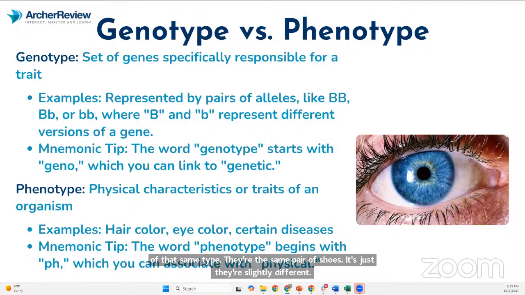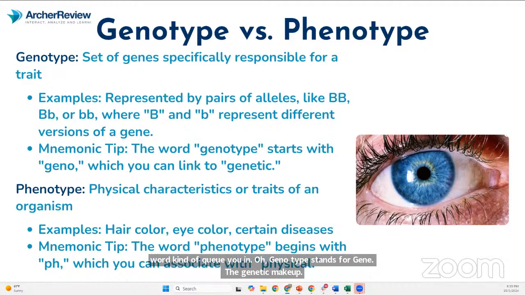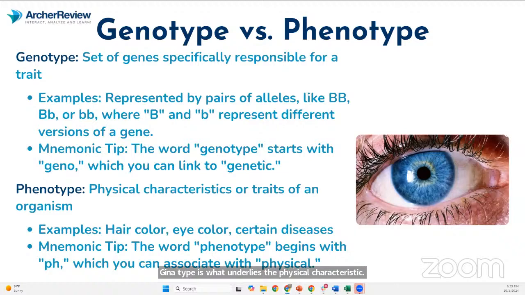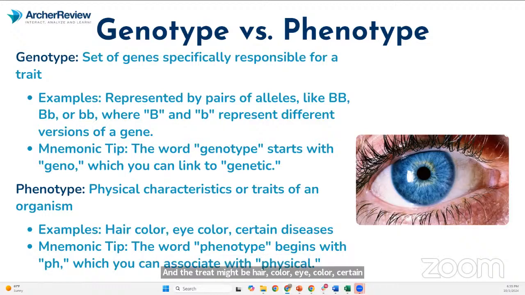Now, genotype is the genes that underlie a certain trait, and you can let the prefix of the word cue you in. Genotype stands for gene, the genetic makeup. Genotype is what underlies the physical characteristic, known as the phenotype. So it's what's determining the trait, what's being expressed. The genotype determines the phenotype, and the trait might be hair color, eye color, or certain diseases. And you can let the "ph" in phenotype cue you in: that's the physical outcome, the trait that is expressed or that we seek.